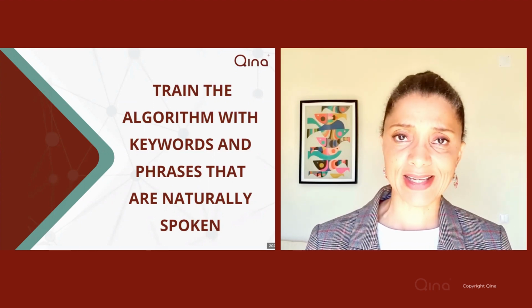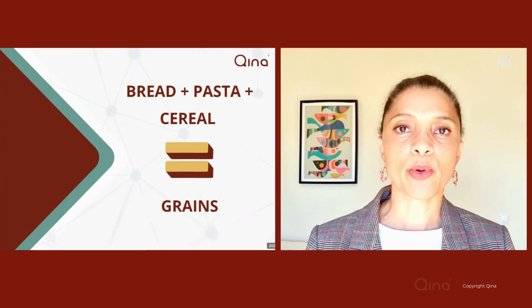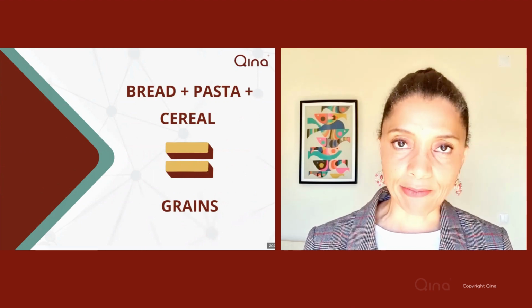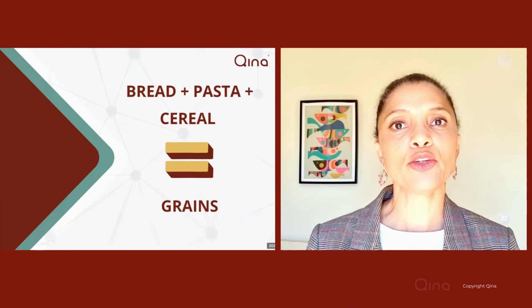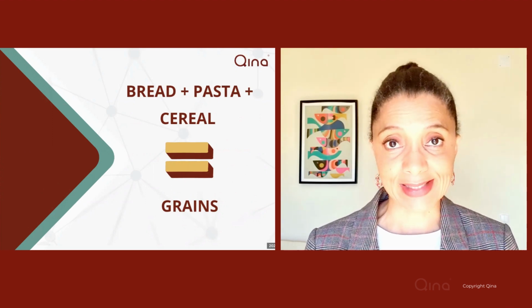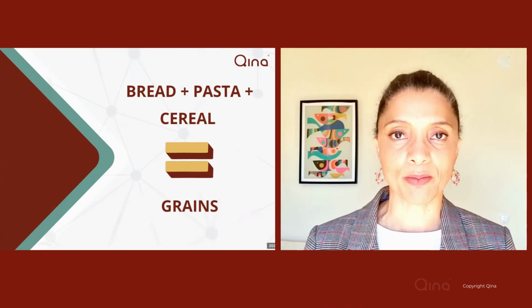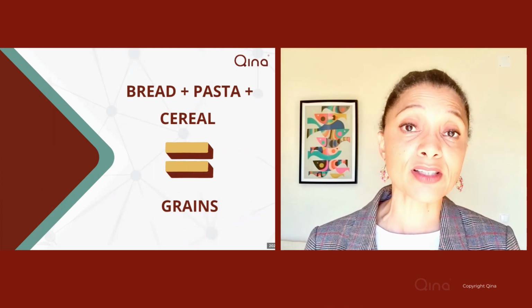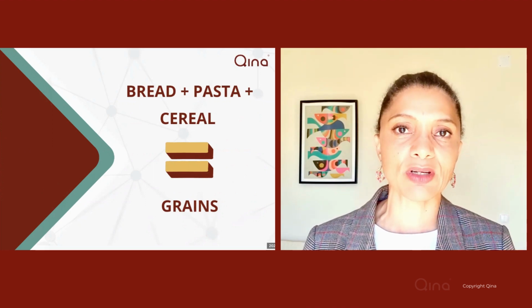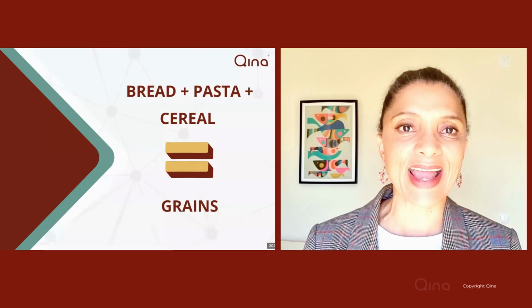And so a very easy example is that if you see that the words bread, pasta, cereal come up all the time, then you know that the topic they're probably talking about is something around grains. That is a very easy and straightforward example. But then you get a little bit more nuanced, where you actually need some kind of insight to really understand what people are actually talking about, or what they actually mean.